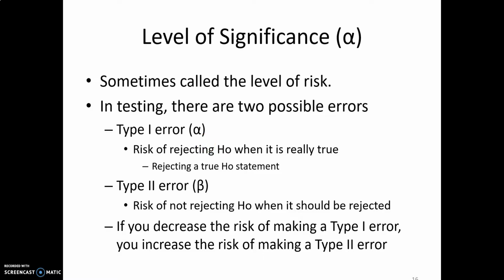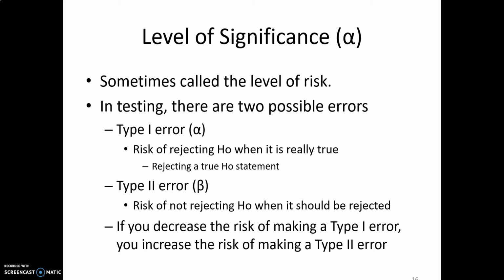Hello students, we're going to continue our discussion of Chapter 8, Hypothesis Testing. We're talking about the level of significance, alpha. It's also called the chance of error. So some questions will state that the level of significance is 5%. Just remember that that's just another way of saying alpha value or the chance of error. Sometimes also called the level of risk.